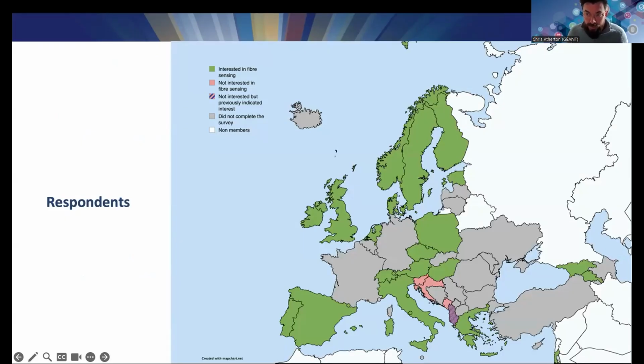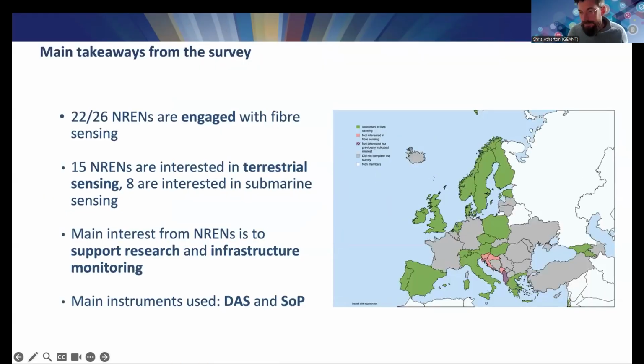the GÉANT member base. 22 of those NRENs at least said that they were interested in fibre sensing, either that they were currently deploying fibre sensing themselves, or that they were in the process of working with a research group, or in the process themselves of deploying it, or that they had a general interest in fibre sensing and wished to investigate the technology in more depth. Only 4 NRENs said that they weren't interested. One of those previously had said that they were interested. Should switch to the next slide.